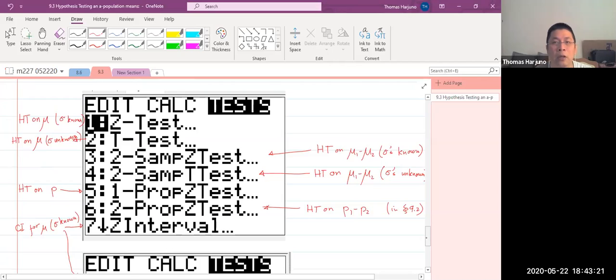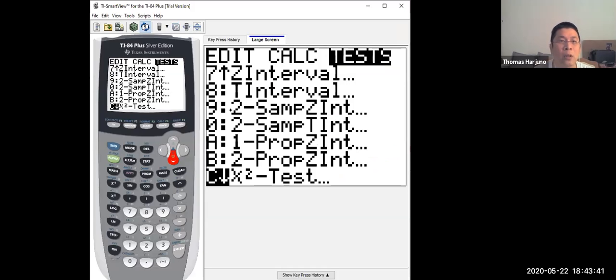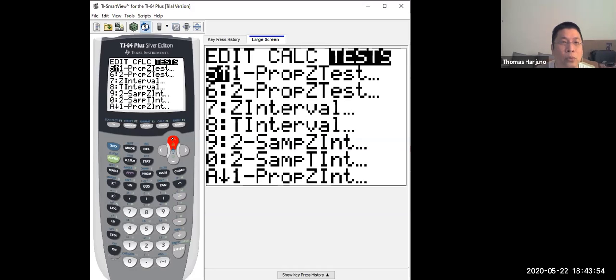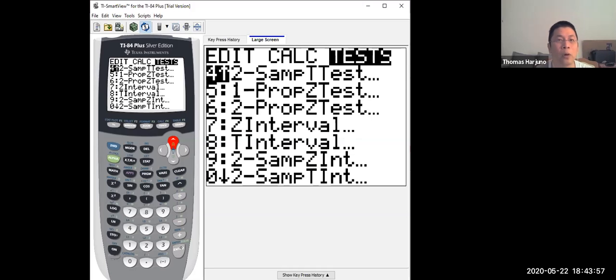So if you want to check our number 16, we will do this one. This is for number 16. Let's take a look. Number 16 will be not an interval, but a test. Two-sample t-test, number 4.